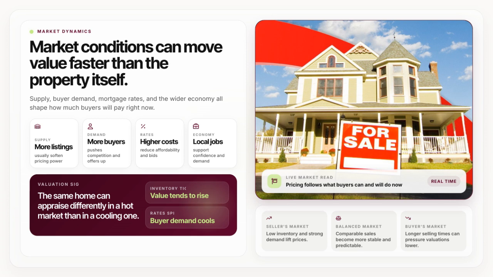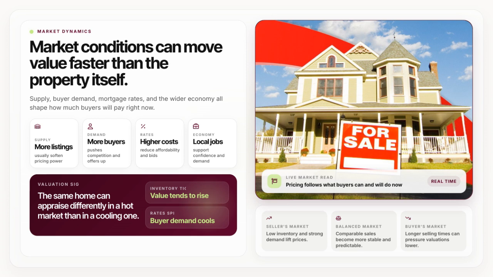When inventory is tight, home values tend to rise because of limited supply. Conversely, if rates spike, buyer demand usually cools off. In a seller's market, low inventory paired with strong demand drives prices up. In a balanced market, sales prices tend to stabilize and become more predictable. Lastly, in a buyer's market, longer selling times often put downward pressure on valuations.